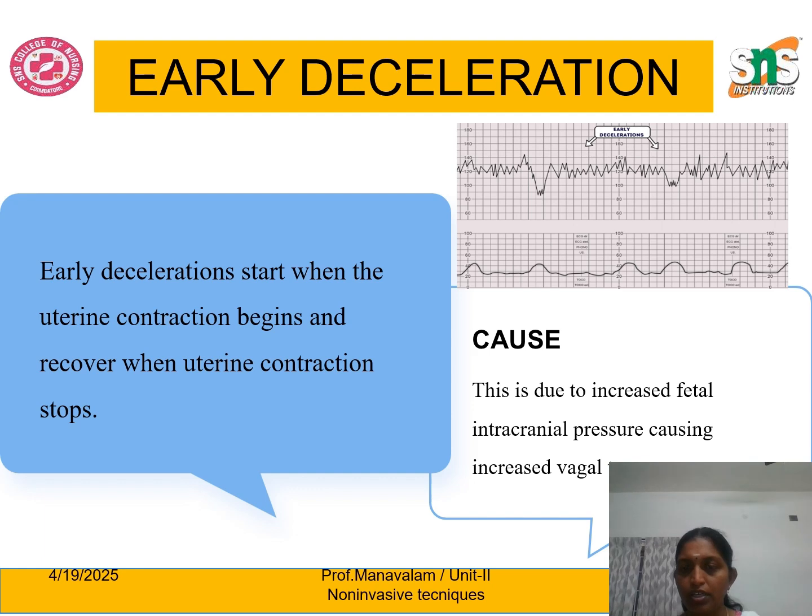In this graph, it is clearly seen that during the second contraction, the fetal heart rate is reduced from 120 beats per minute to 90 beats per minute, and when the contraction ends, it comes back to the baseline.